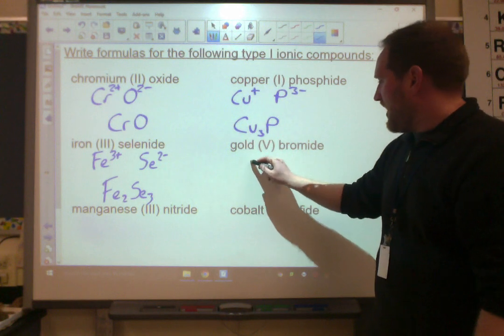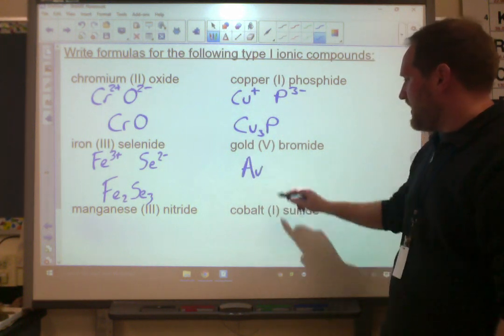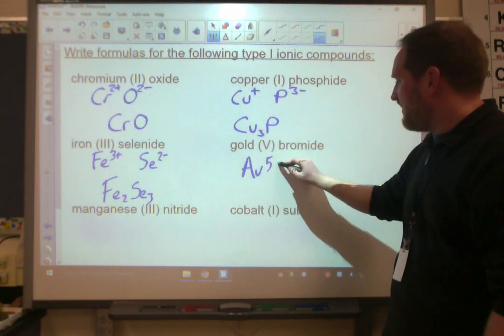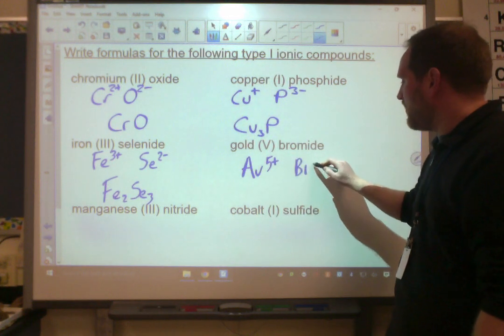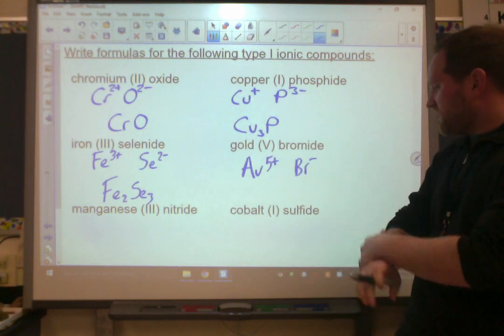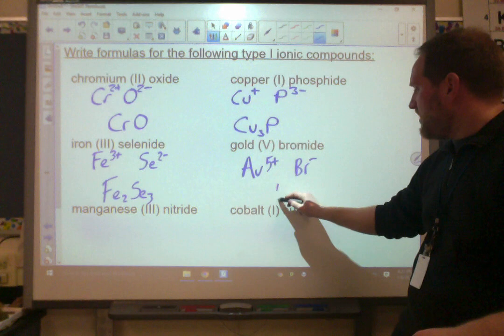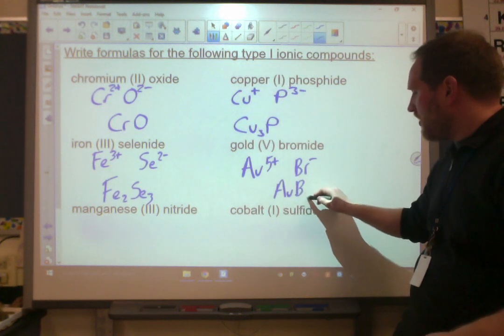Gold(5) bromide. Gold is Au, and V is 5, so it's a 5 plus. Bromide is Br minus. You can crisscross them and see that we're going to need AuBr5.